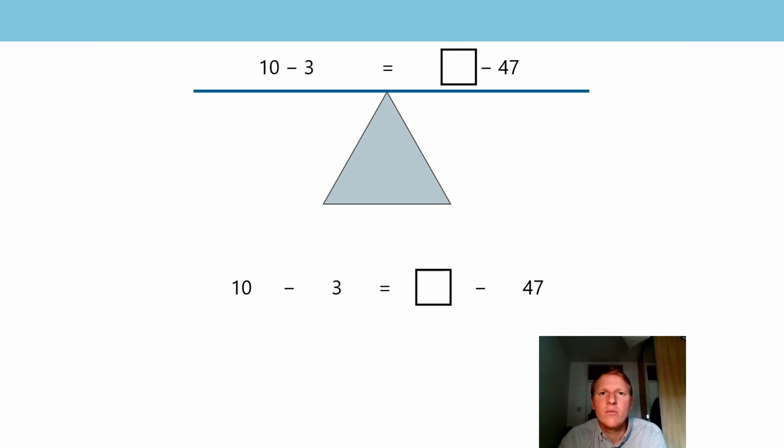Let's start this time with the subtrahend. How much has the subtrahend increased or decreased by? It's increased, hasn't it? And it's increased by 44. I know that 3 add 44 is equal to 47. So if these are equal to each other, that means the minuend must also increase by the same amount. That must also increase by 44. 10 add 44 is 54. So our missing value in our top equation is also 54.